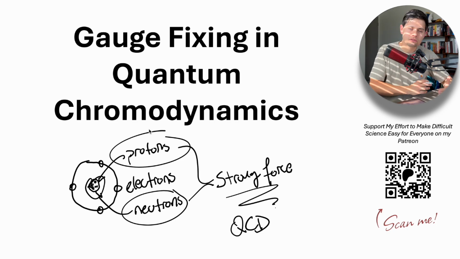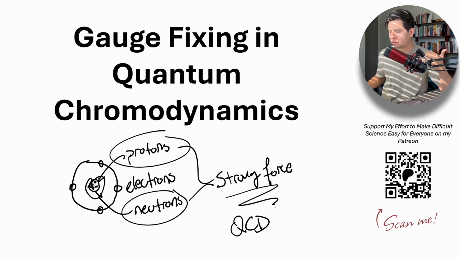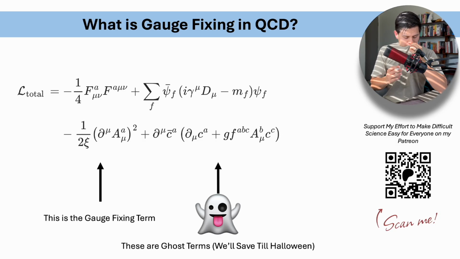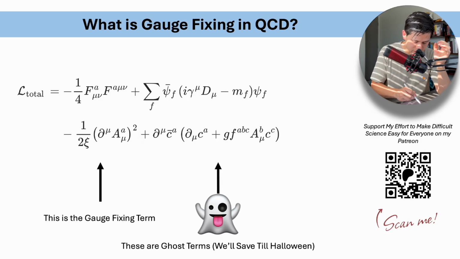Okay, in this video we're going to be covering gauge fixing terms, right? So gauge fixing terms are going to be important when we start looking at how exactly we define propagators in QCD, right? So let's go ahead and get started with this. So what is gauge fixing in QCD? Well, excuse me. We have this Lagrangian.